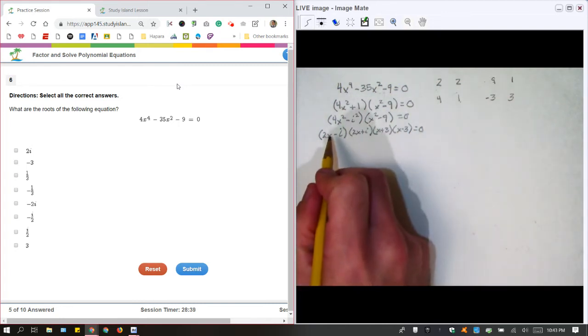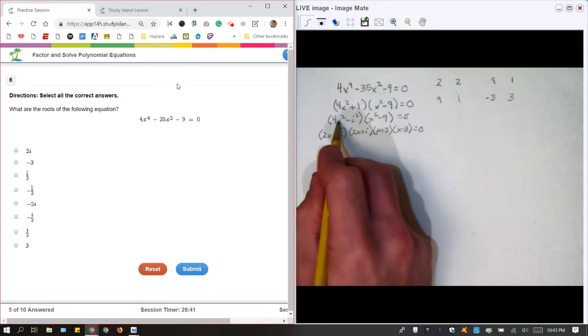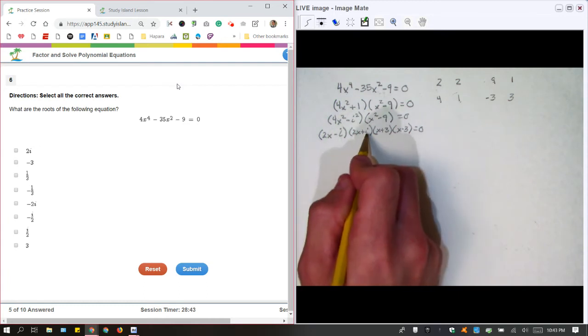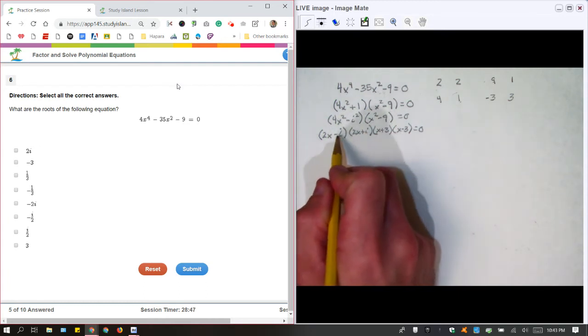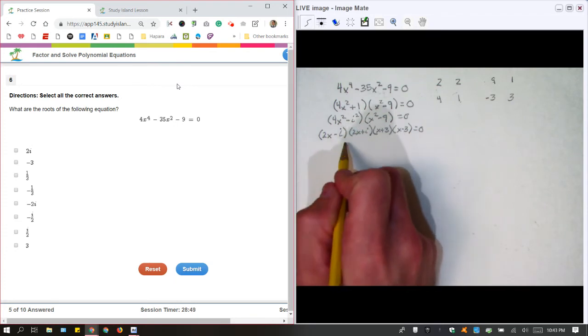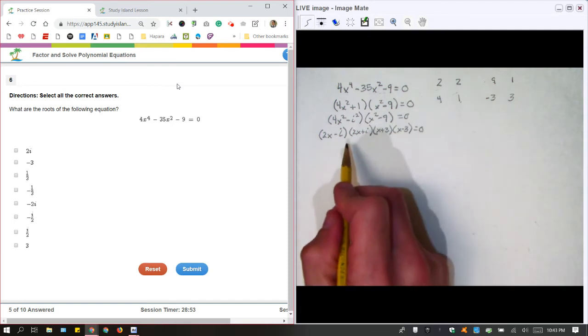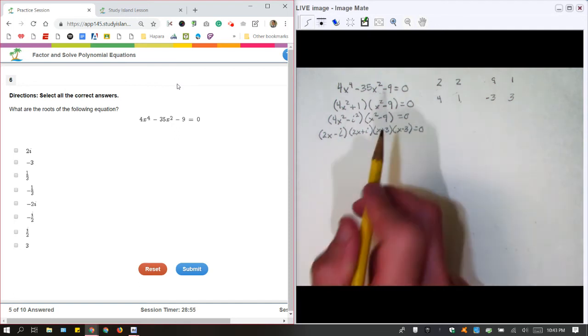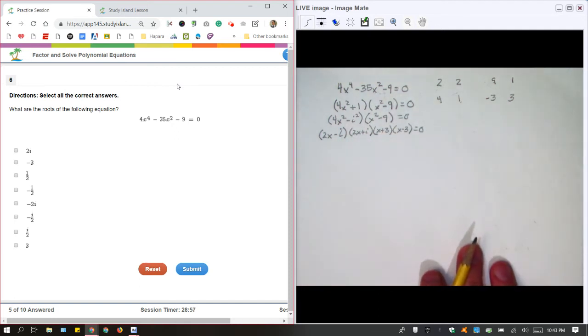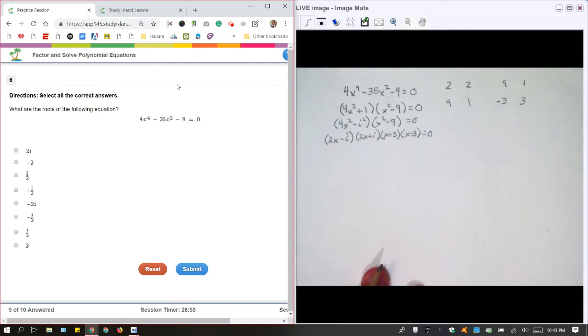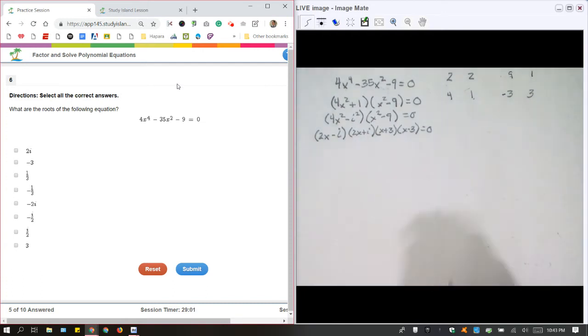And now we have 2x times 2x, which is 4x squared, and we have 2x times i, which is 2xi, minus i times 2x, which is minus 2xi. So those cancel out, and then negative i times i, which is negative i squared, so on and so forth. So the bottom line is now I have 4 different binomials that when I multiply them together, I get 0. So my answers are all the things that make either one of these 0.